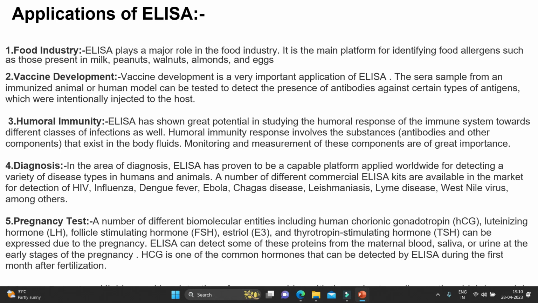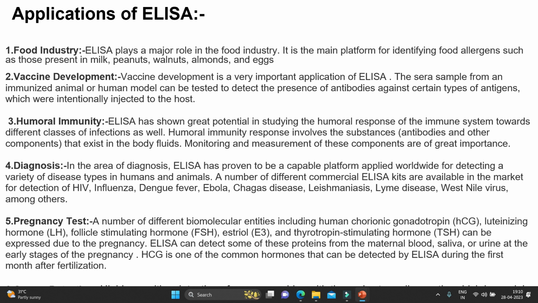The applications of ELISA. ELISA can be used in the food industry, vaccine development, immunity diagnosis, and pregnancy test. In the food industry, ELISA plays a major role in the identification of food allergens such as milk, peanuts, walnuts, almonds, and eggs.